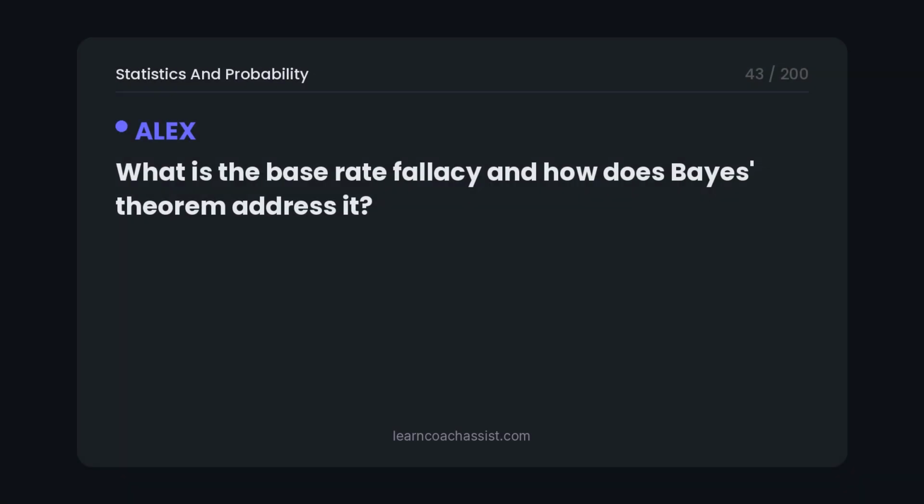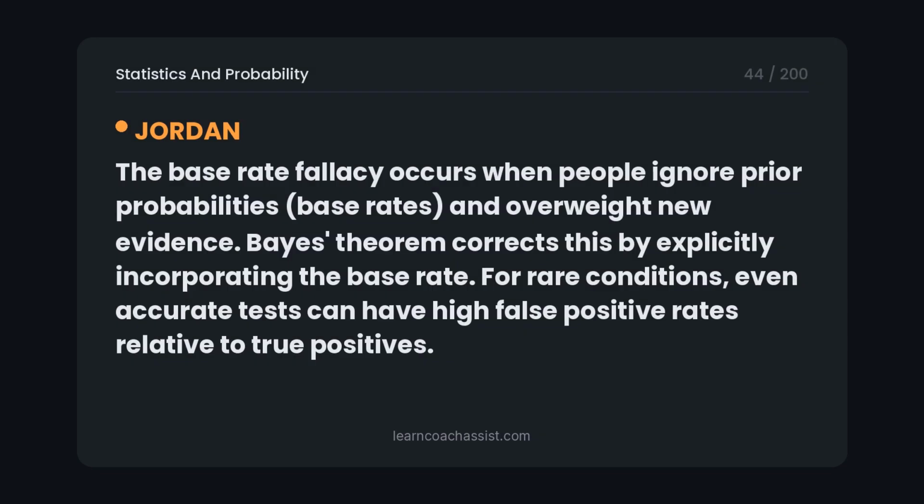What is the base rate fallacy and how does Bayes' theorem address it? The base rate fallacy occurs when people ignore prior probabilities, base rates, and overweight new evidence. Bayes' theorem corrects this by explicitly incorporating the base rate. For rare conditions, even accurate tests can have high false positive rates relative to true positives.